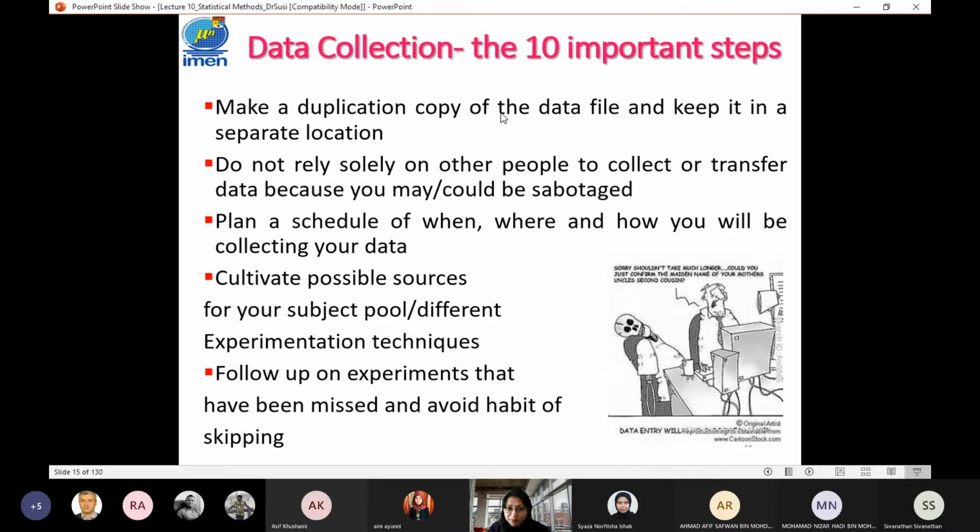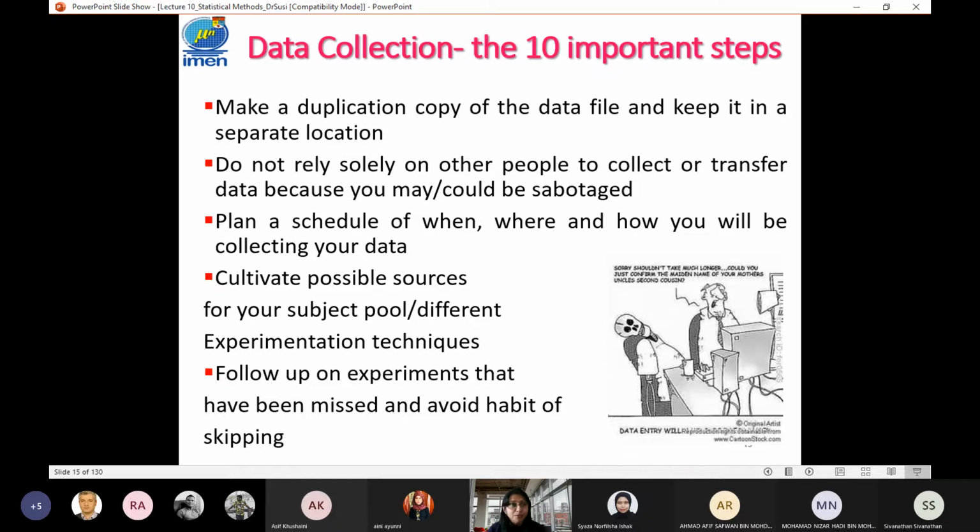Make a duplication copy of the data file and keep it in a separate location. More often than not, we tend to save everything into our laptops without having backups. So my suggestion to you is to have an external hard disk drive, and schedule a weekly backup of your data, so that in case your laptop gets corrupted, your data is still safe inside your external hard disk drive. Please do this early.